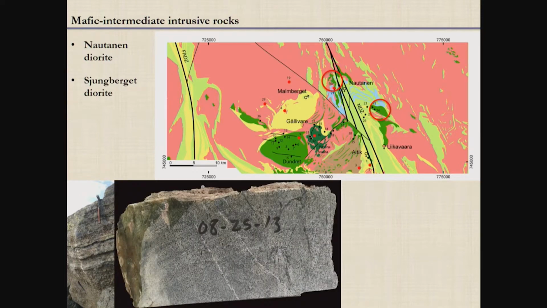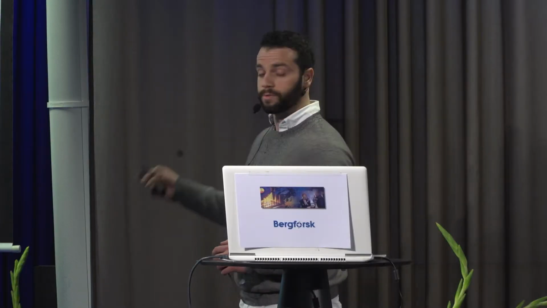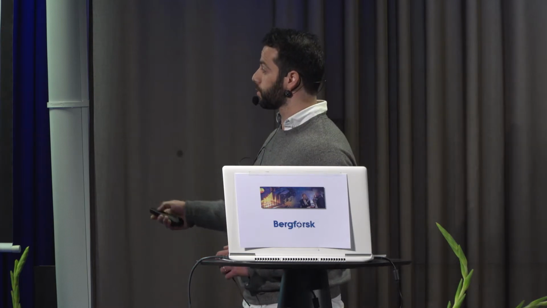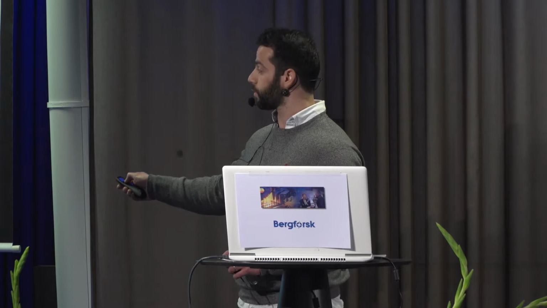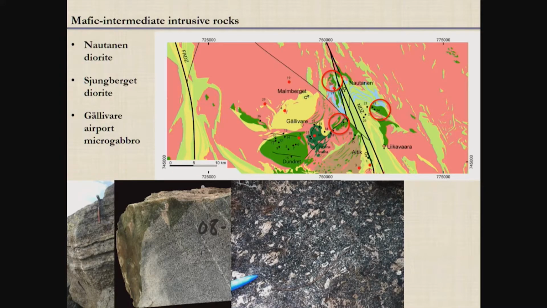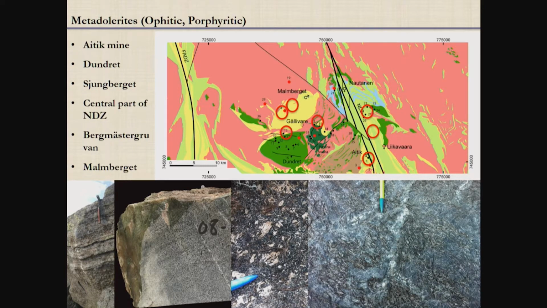We have dioritic rocks located close to this Nautanen deformation zone. And some of these diorites are associated with mines, for instance, the Aitik copper gold mine. We have microgabbroic rocks, and these dolerites, which I was mentioning, occurring as dikes and sills, they're occurring over the entire area actually.